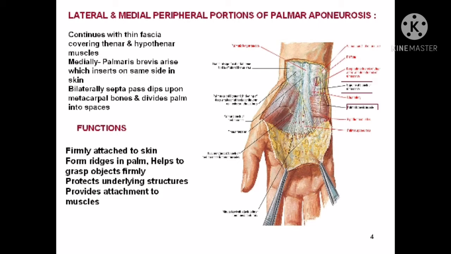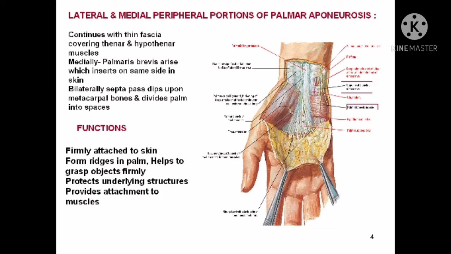The lateral and medial portions of the palmar aponeurosis continue with the thin fascia covering the thenar and the hypothenar muscles, the thenar muscles on the lateral and the hypothenar on the medial aspect. Medially, palmaris brevis is a small rectangular muscle which arises from the palmar aponeurosis and the flexor retinaculum, and it inserts into the skin on the same side, supplied by the superficial branch of the ulnar nerve.